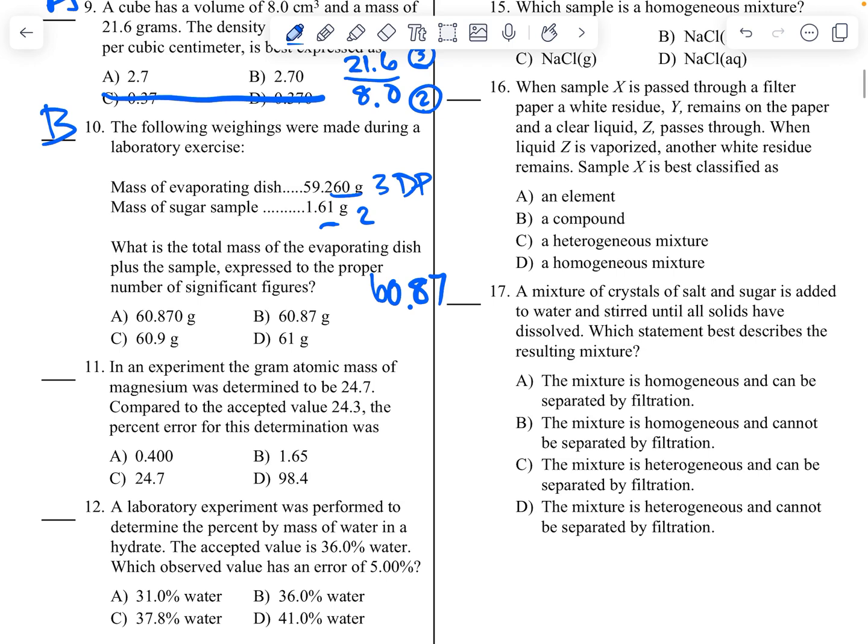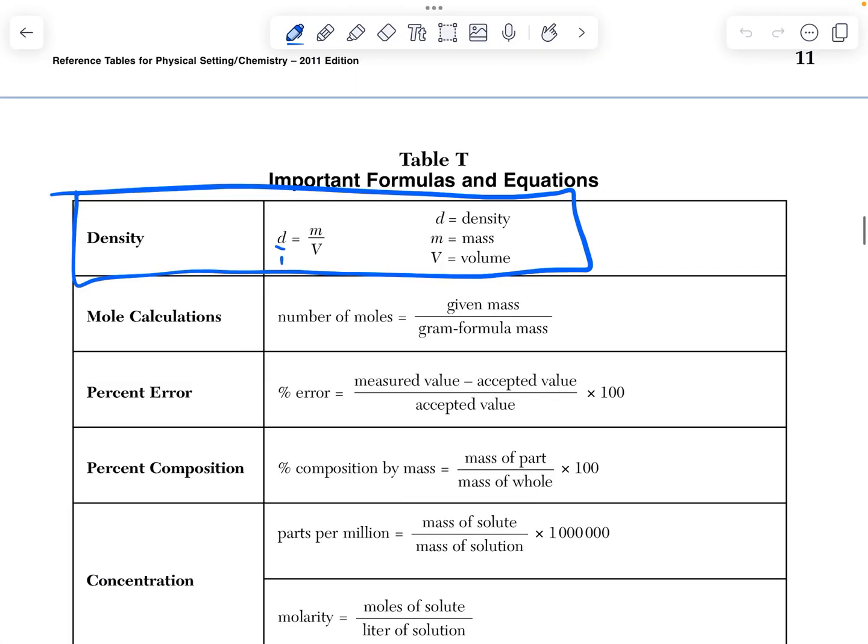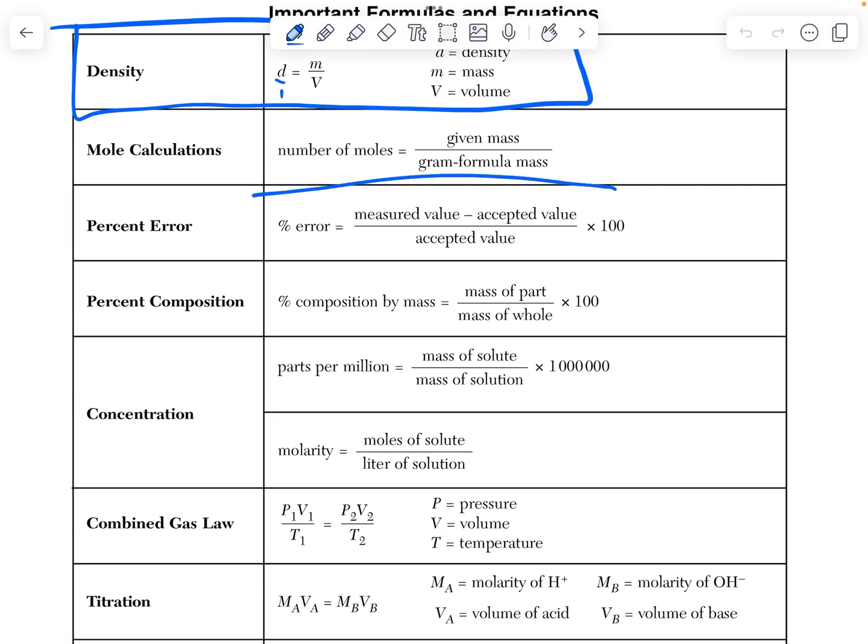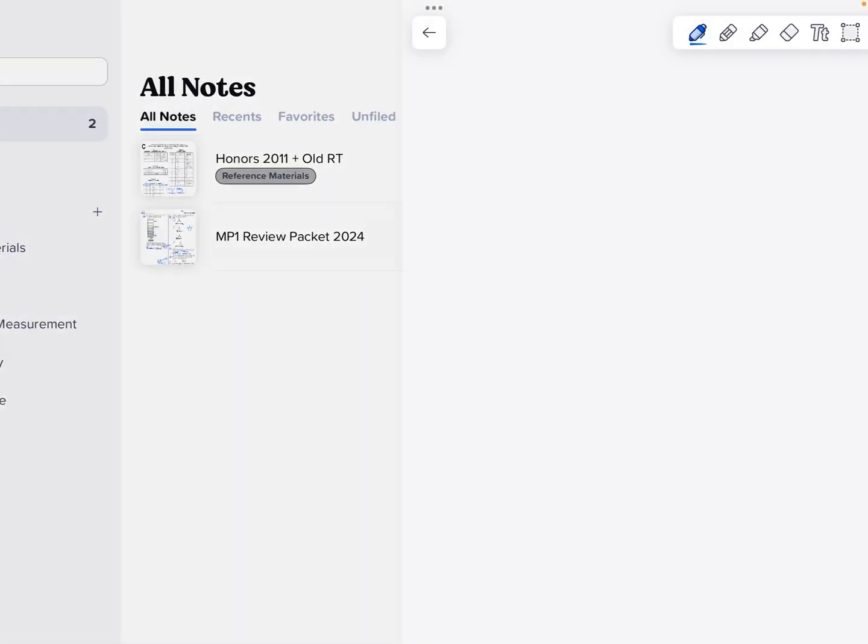Number 11. In an experiment, the gram atomic mass of magnesium was determined to be 24.7 compared to the accepted value of 24.3. What is the percent error? So back to the reference table. The percent error formula is found here. Measured minus accepted over accepted times 100. There are no negative values. So if you subtract your numerator and it becomes negative, just make it positive. Just remove a negative sign.